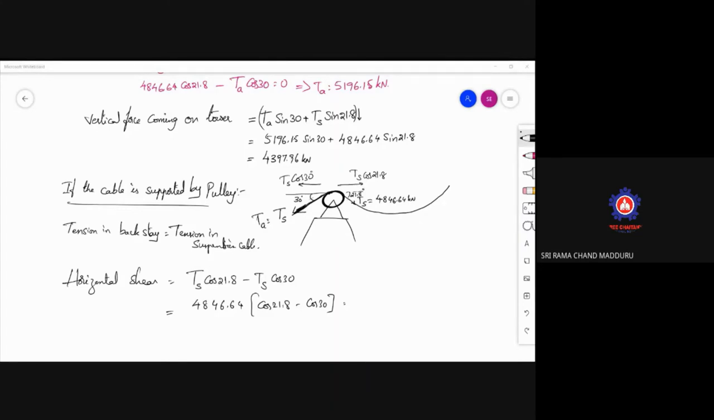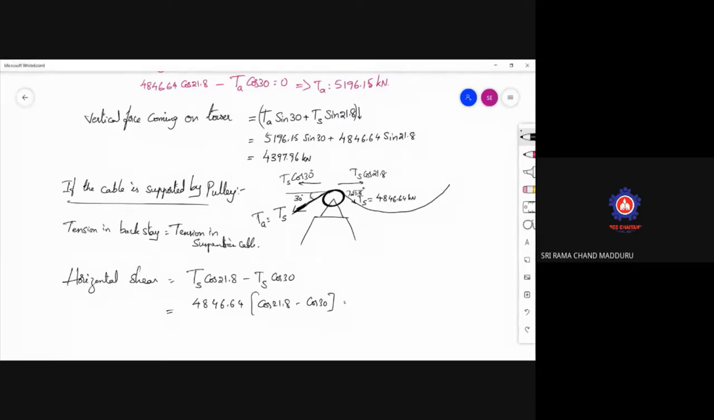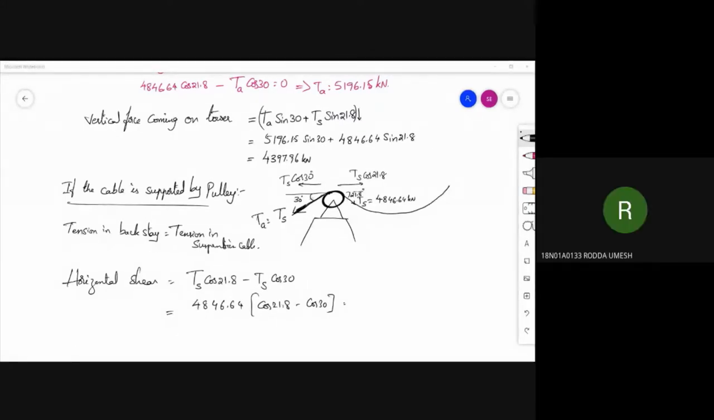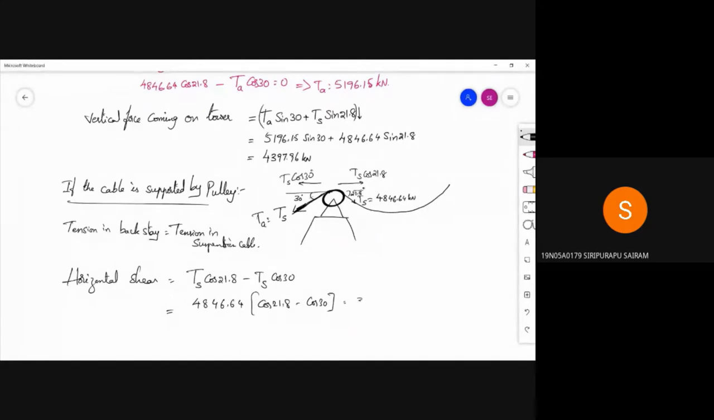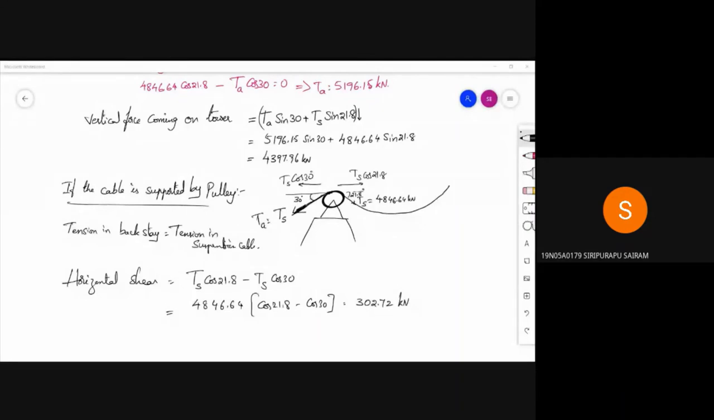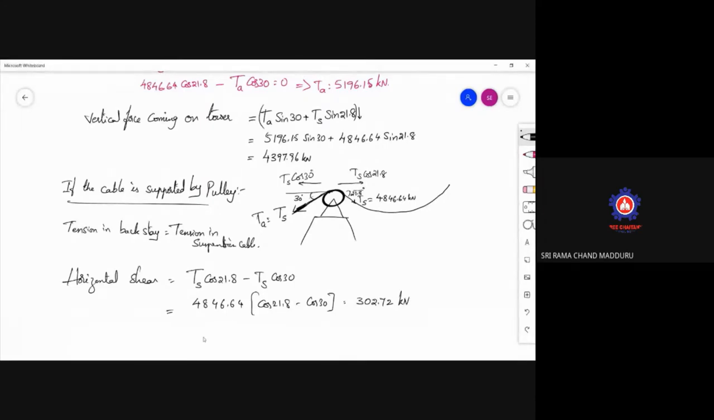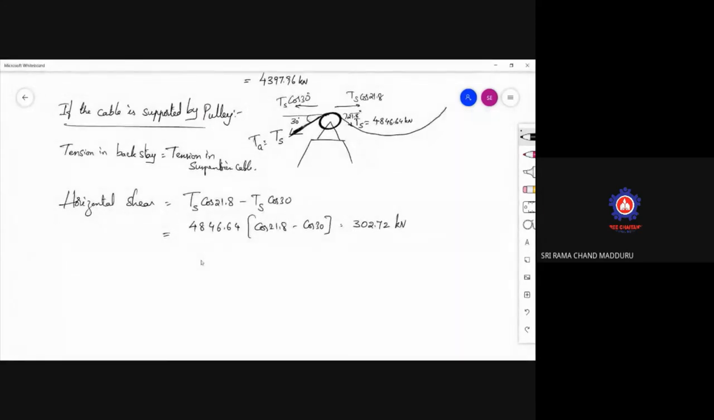Yeah, Umesh, what is the value? Chestnut. So 302.72. Yes. Nice. Okay, good. So horizontal shear is 302.72 kilonewtons, whereas you want the vertical force coming on the tower.